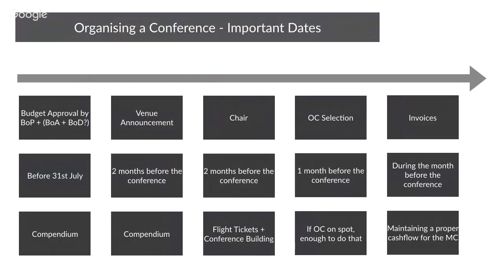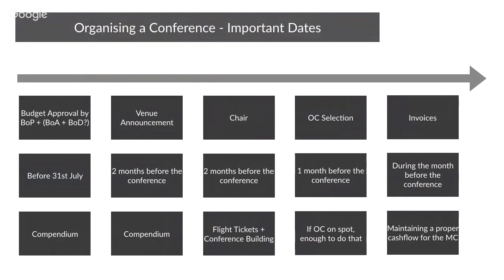The first one is budget approval by the BOP, the Board of President, and I put in brackets BOA and BOT because it's one of the questions for the next term. This has to be done before the 31st of July. As you should know, the budget has to be approved by the 31st of July because you cannot execute expenses before the Board of President agreed on it.